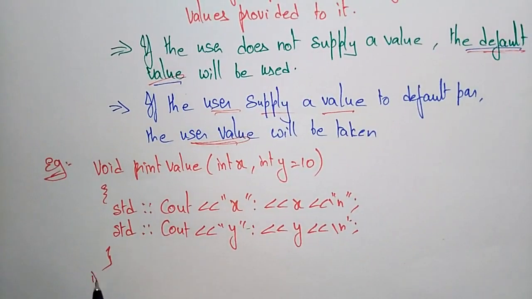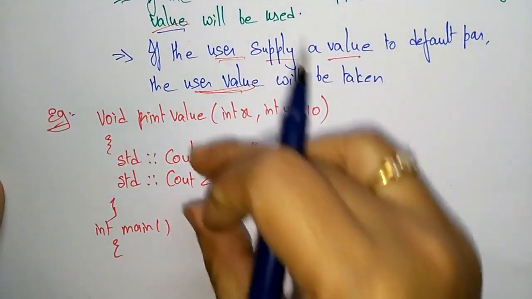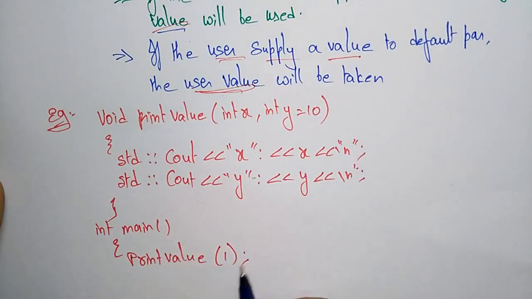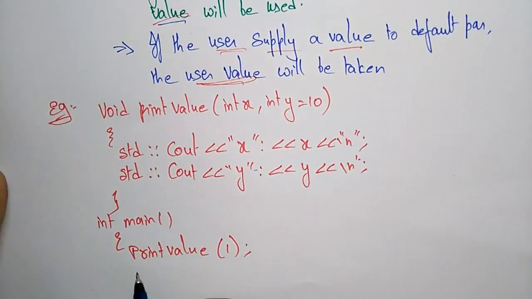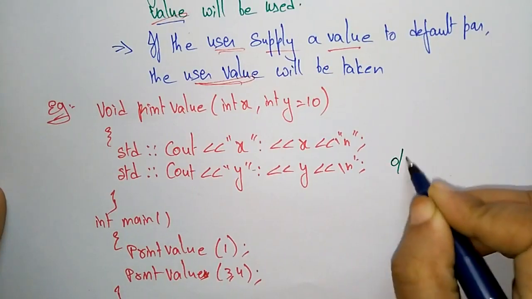Now coming to the main function, int main. In this main I have to call the function, with values, print value. Here I am supplying the values for these parameters, for these variables. Print value 1 and print value 3, 4. So here I have given one argument and here I have given two arguments. So what will be the output here?